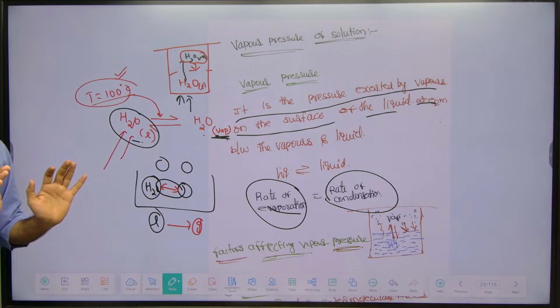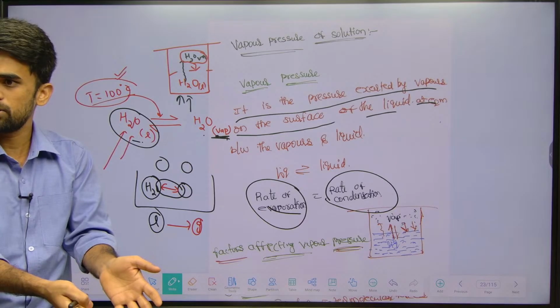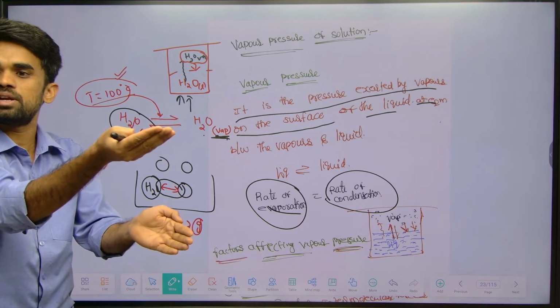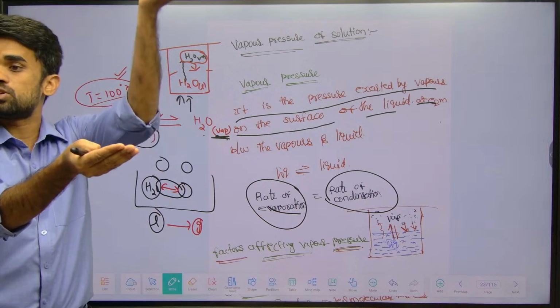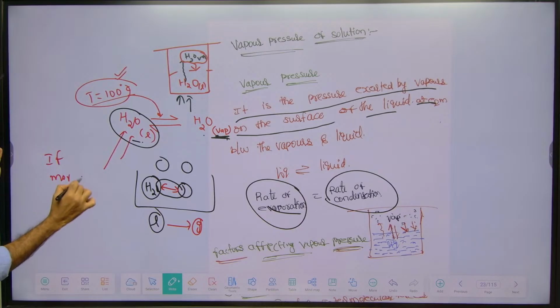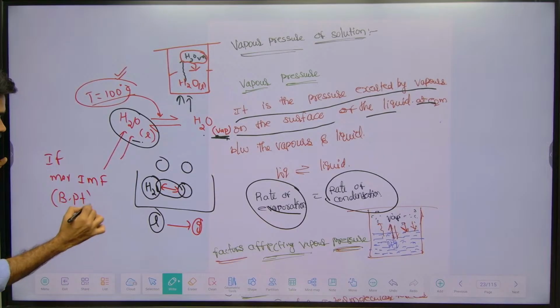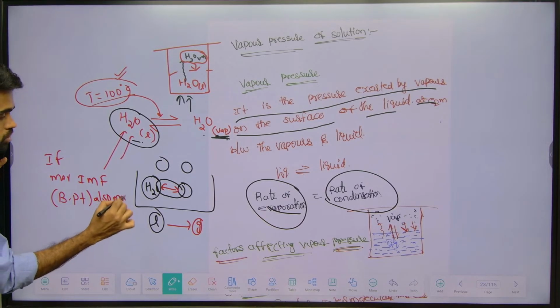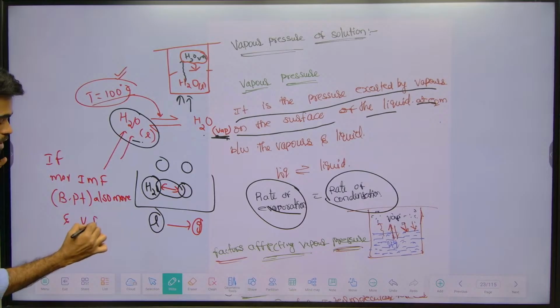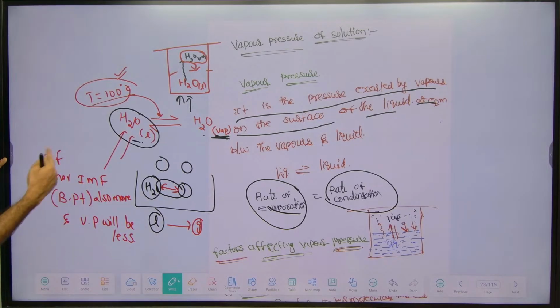Tell me once again. If intermolecular forces are more, they will be in the liquid state only. Yes or no? So, the energy required to separate them will be more. That's why their boiling point will also be more. So, what I am saying, if more intermolecular forces, then what about its boiling point? Boiling point is more now. So, boiling point also more and vapor pressure will be less. Yes or no? Is this clear, this final statement I am writing?